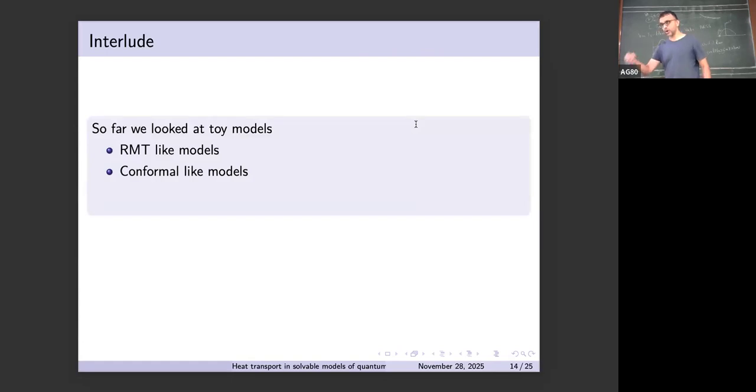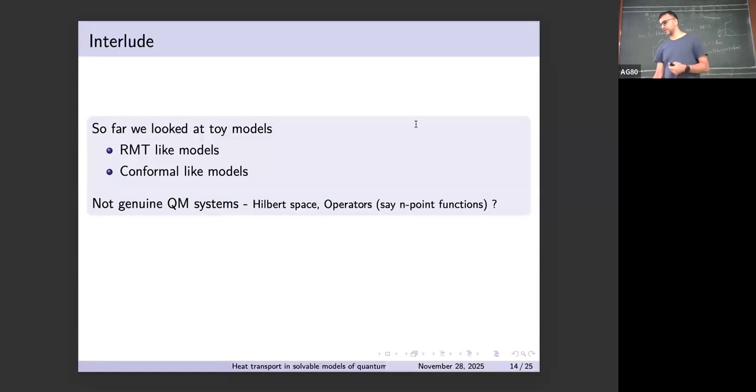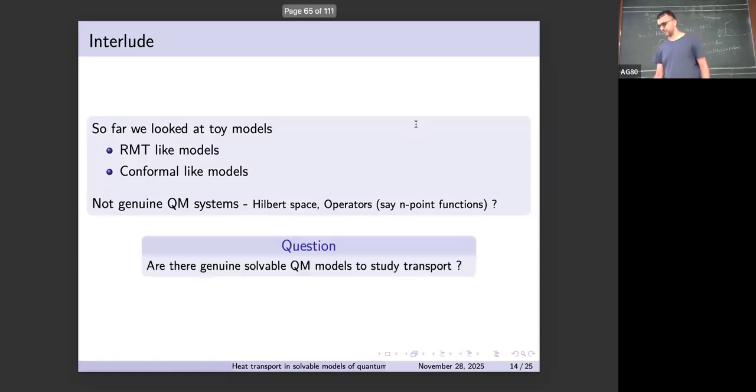So till now, I only looked at toy models, RMT-like toy models and conformal-like toy models. These are not genuine quantum mechanical systems. So there's no Hilbert space, there are no operators. So for example, the next order of perturbation theory, we could not do in principle because we don't have a concept of n-point functions. So are there genuine quantum mechanics models where you can do this?